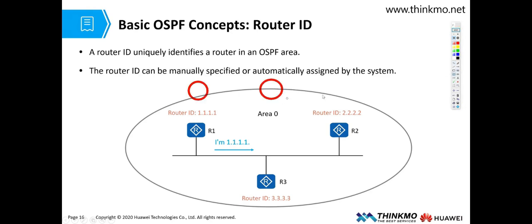Now, suppose we have these three devices, R1, R2 and R3. These three devices are exchanging routes with each other. At this point in the process, one of them sent some data, and the announcer also indicated who generated this data, saying it was 1.1.1.1.